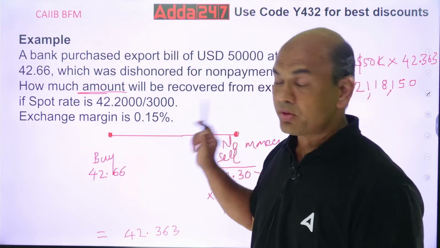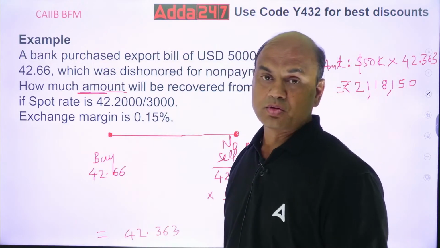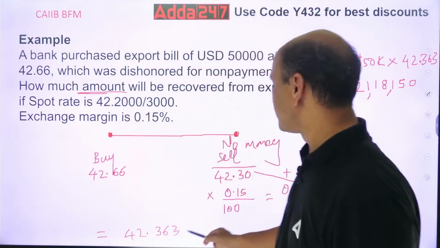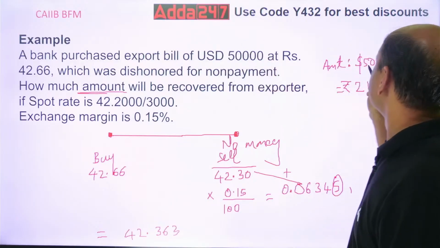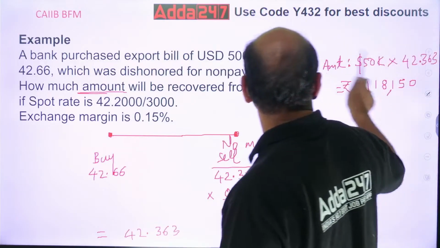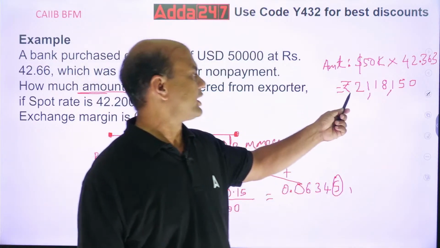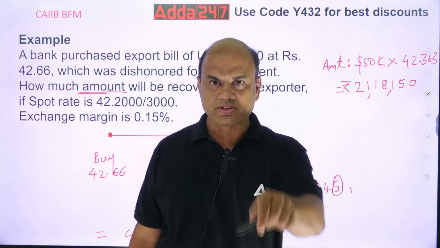But now the question is what? How much amount will be recovered? Question is not about rates. Now recovery. So multiply this 42.363 into this, what was the amount? 50,000 USD. Multiply this. So 50,000 into 42.363. So you'll get it as what? 21,18,150. Check it.